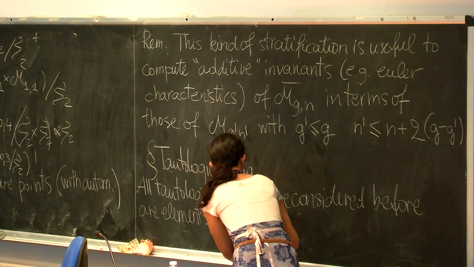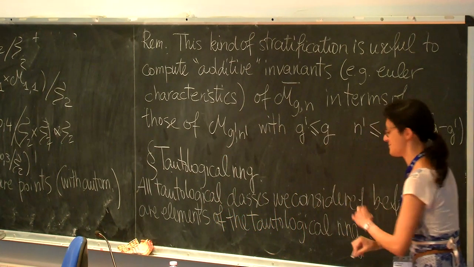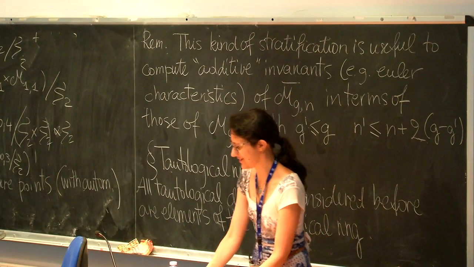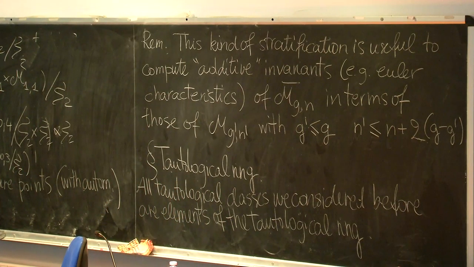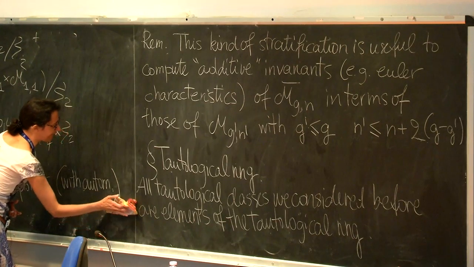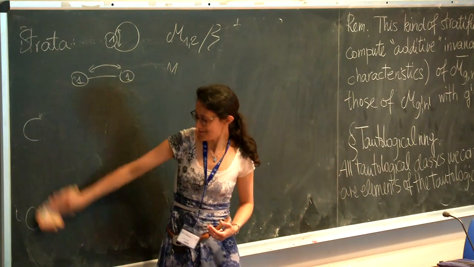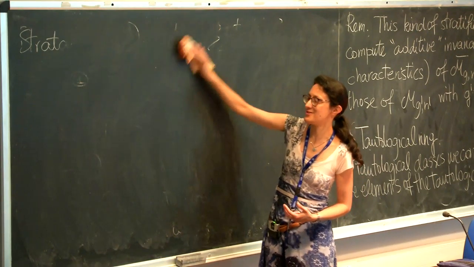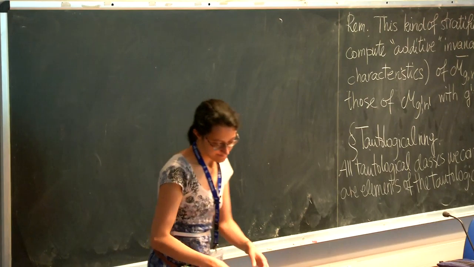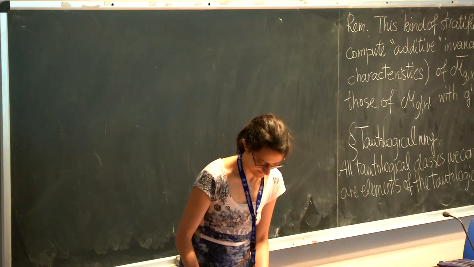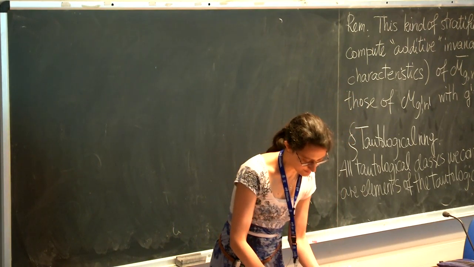And this is what is called the tautological ring. There is nothing tautological about the ring itself. It's more the fact that the classes are coming from tautological bundles over the moduli space. If I look at the literature, for some time people were not quite sure what the best way was to define the tautological rings, but at some point Faber and Pandharipande gave the definition which is now used.